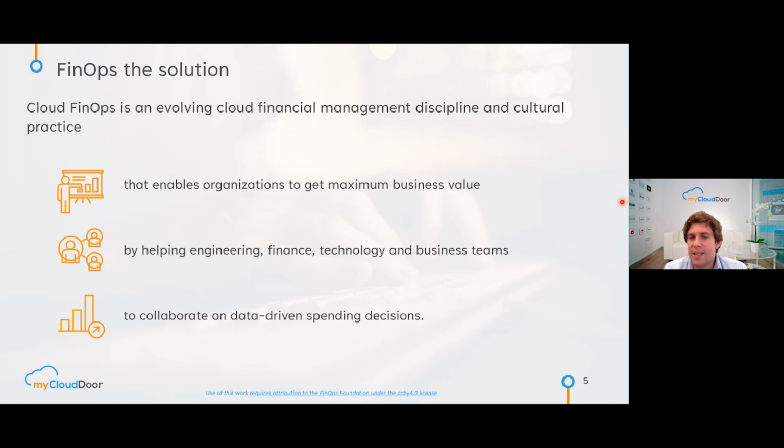So try to optimize everything, collaborating with different teams. You usually have engineering, IT, finance, purchasing department, business teams, to take decisions based on data. So at the end, FinOps, which means financial operations, gives you all the data on how you are using the cloud, how you are able to optimize it, to take decisions on that and get the maximum business value.